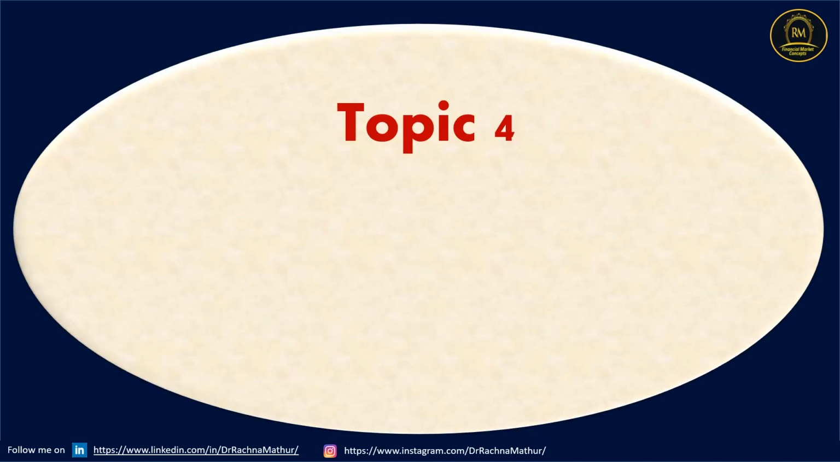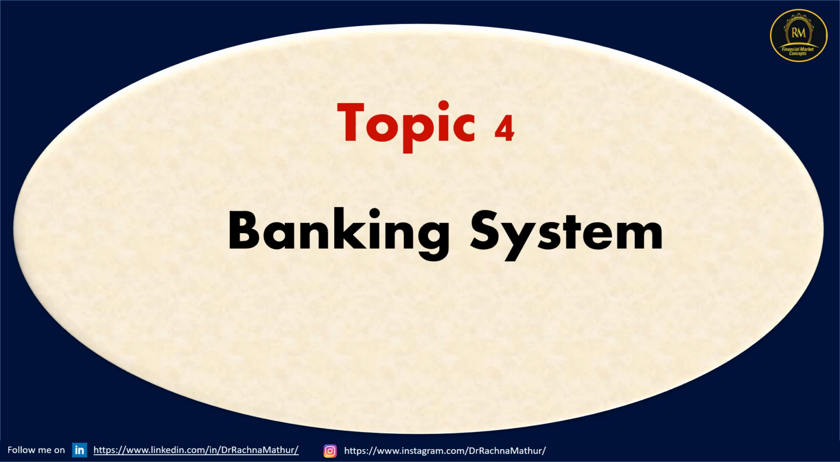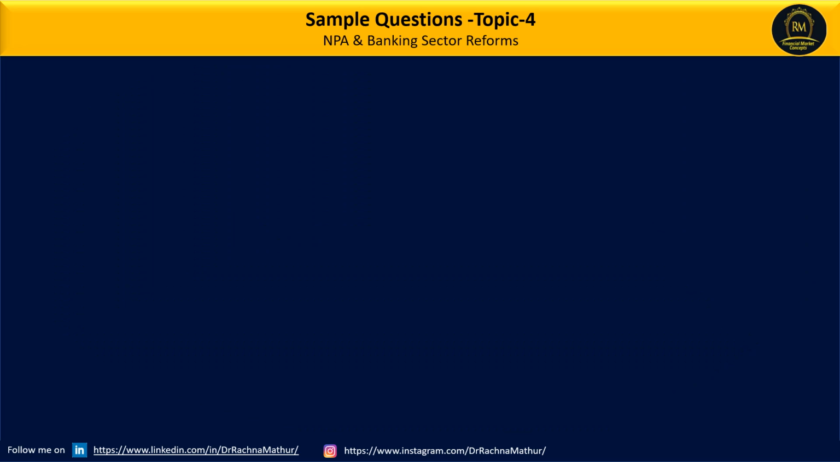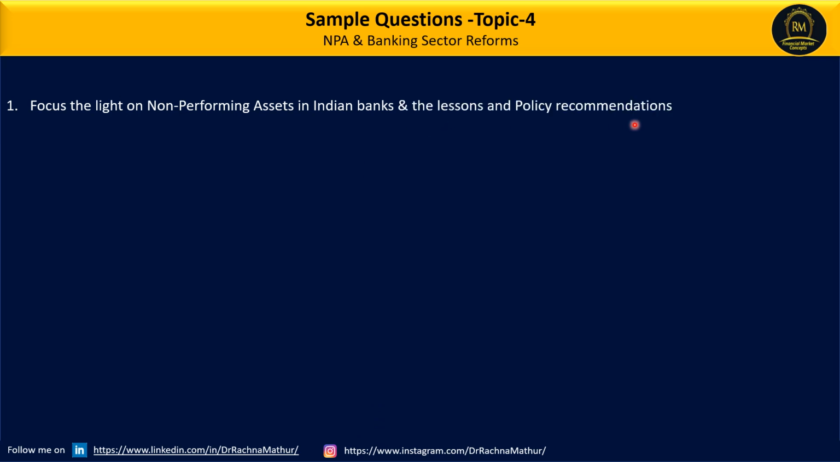Now coming to topic 4, you have to study the banking system. This topic is divided into two parts. In part A, you have to study balance sheet and portfolio management, and in part B, you have to study the Indian banking system, changing role and structure, and banking sector reforms. Now coming to the sample questions from topic 4, where you have to study non-performing assets and banking sector reforms, primarily focusing on Basel norms. The questions are: focus light on non-performing assets in Indian banks and the lessons and policy recommendations to correct it.